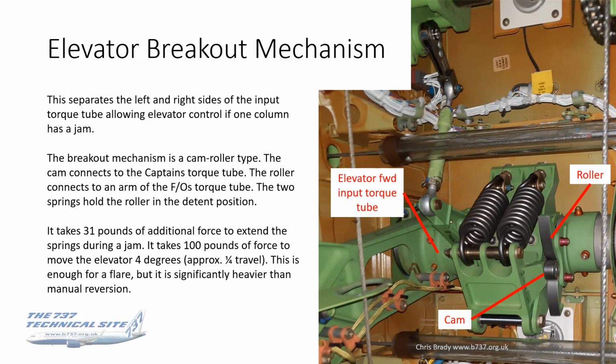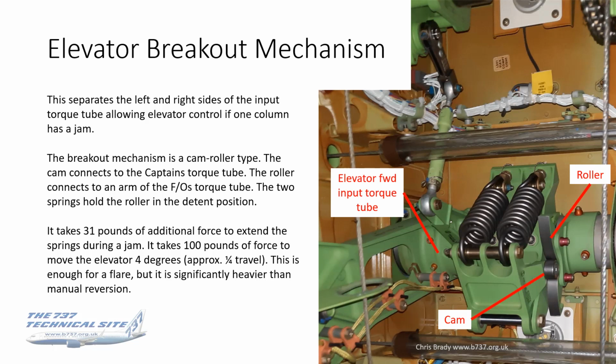Now the breakout mechanism, it's a cam roller type, and you can see it. I've labelled it up on the photograph. You can see the cam inside that sort of butterfly shaped roller there. The cam is connected to the captain's torque tube, and the roller is connected to an arm of the FO's torque tube. So the 2 springs hold that roller in the detent position.